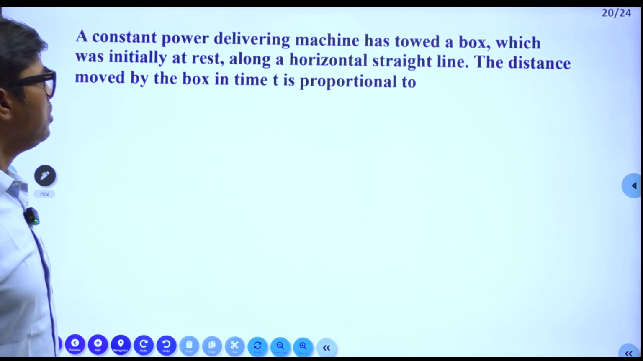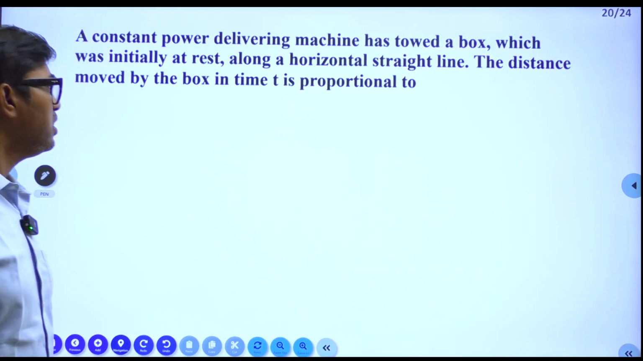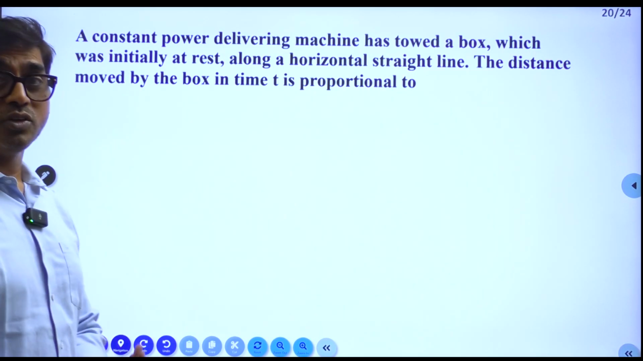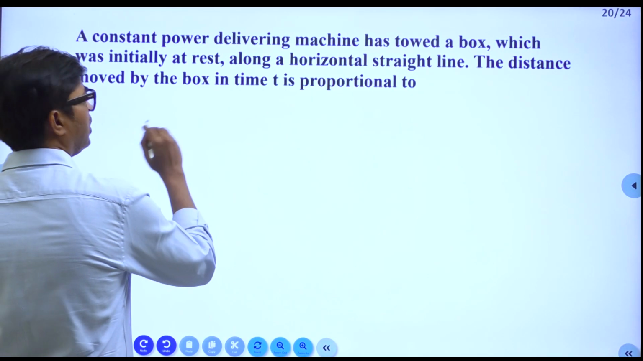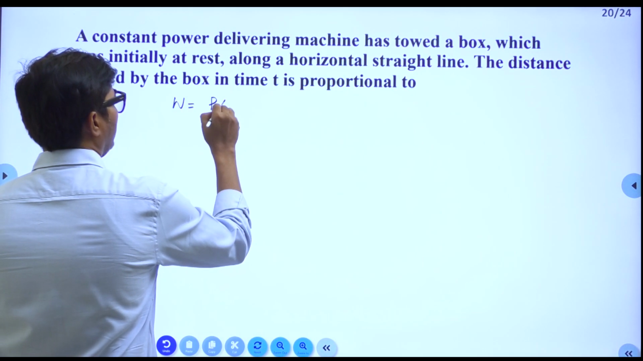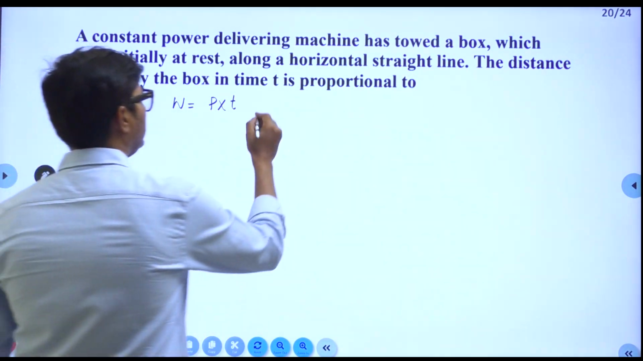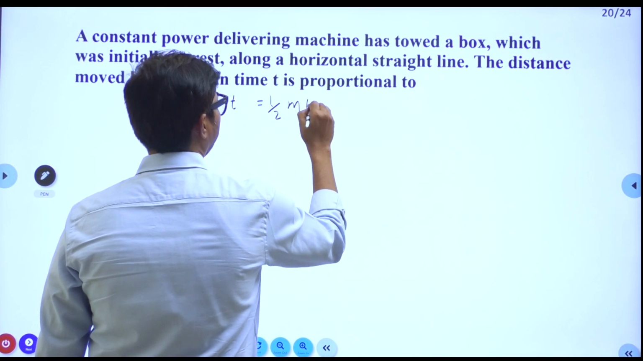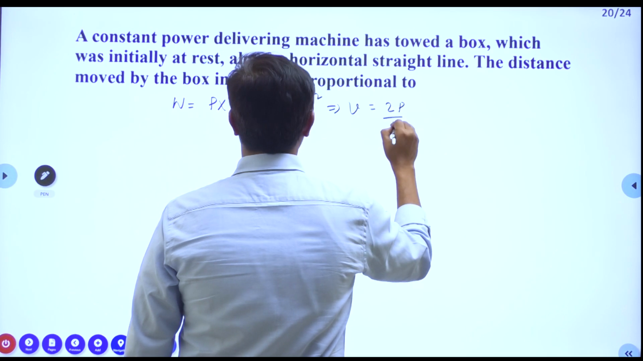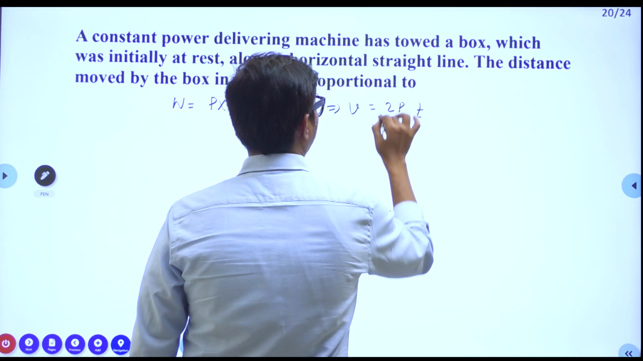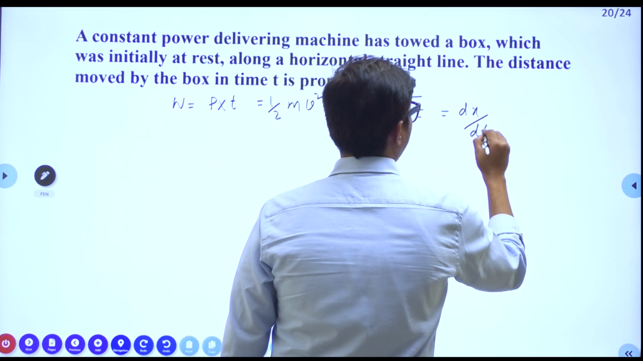A constant power delivering machine has towed a box which was initially at rest along a horizontal straight line. The distance moved by the box in time t is proportional to? You see that constant power idea again and again they are asking. If they have given power, I can calculate work, which is equal to power into time, because it is constant power, just directly multiply with the time interval. That is equal to the change in kinetic energy, half m v squared, because the initial velocity is 0. So from there I will get v equal to the square root of 2P by m into t, and that you write as dx by dt and integrate.